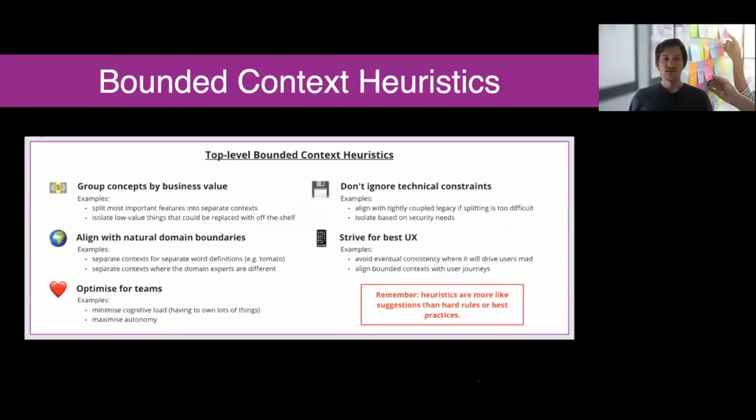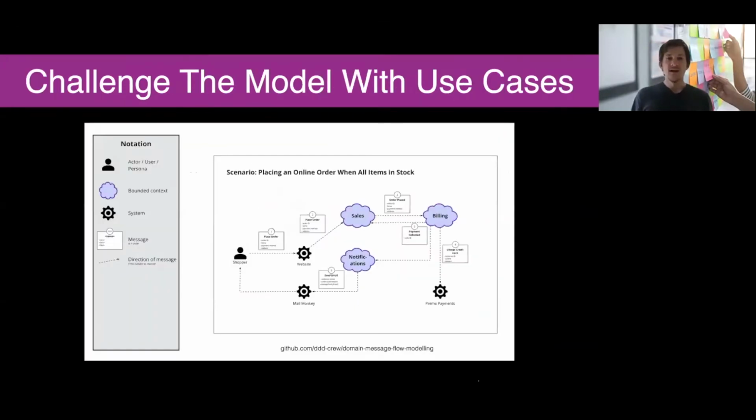There are some heuristics you can use for finding those boundaries. I won't talk about all of these for now, but you can get the slides later. And then we challenge the model with use cases. So we start saying, given the scenario where a user wants to place an order, what messages need to flow between these bounded contexts to make that happen? And this helps us to see some coupling we might not have thought of. A lot of people start with a static view, take an event storm, break it into context and think that's it. But no, it's important to challenge the hidden coupling.